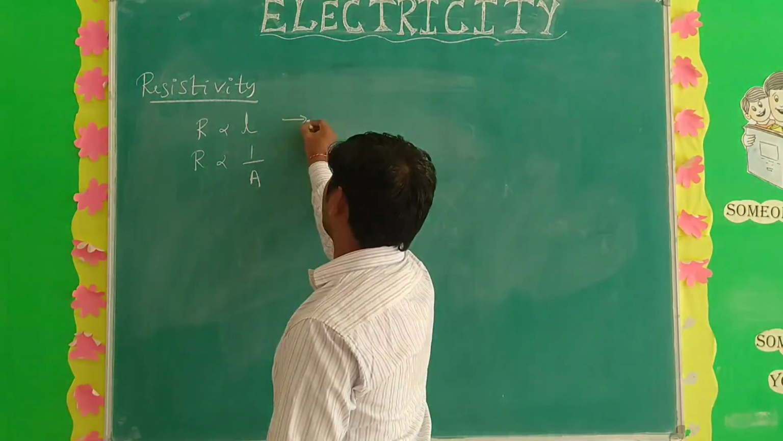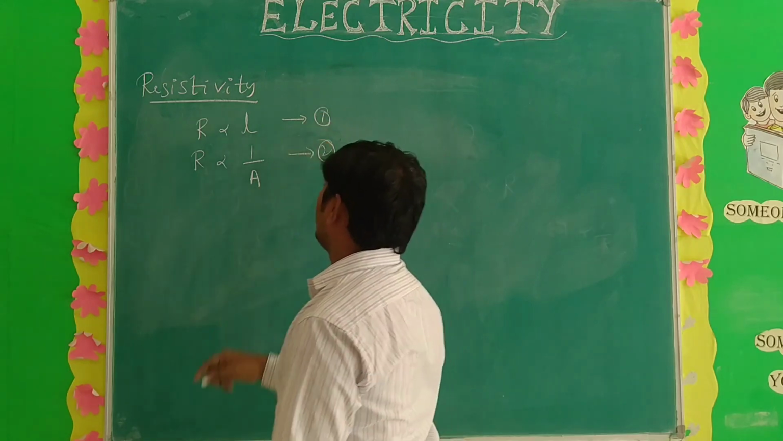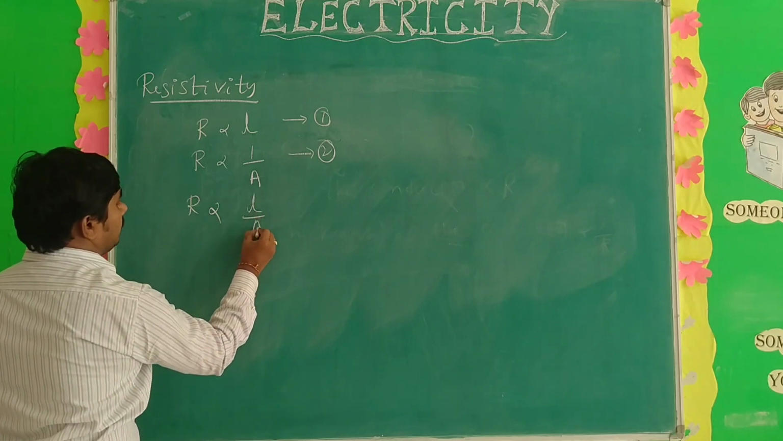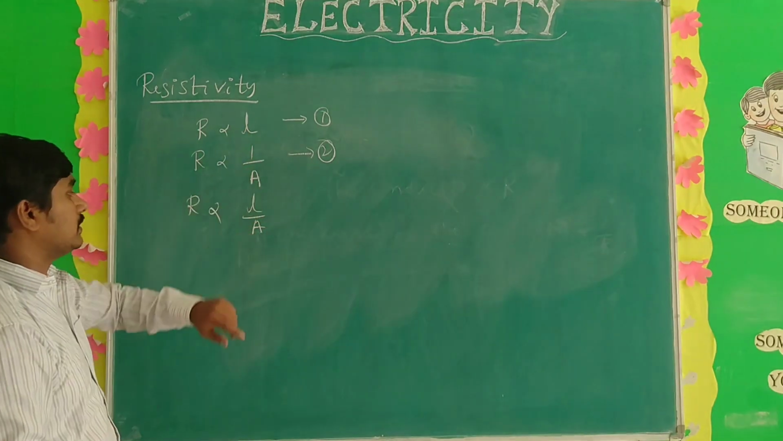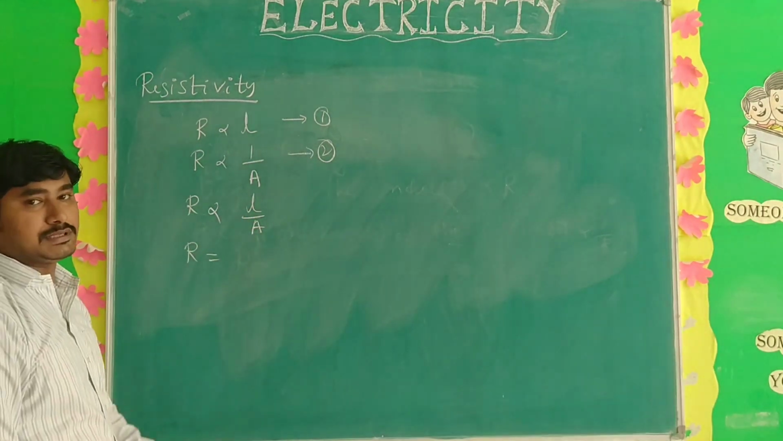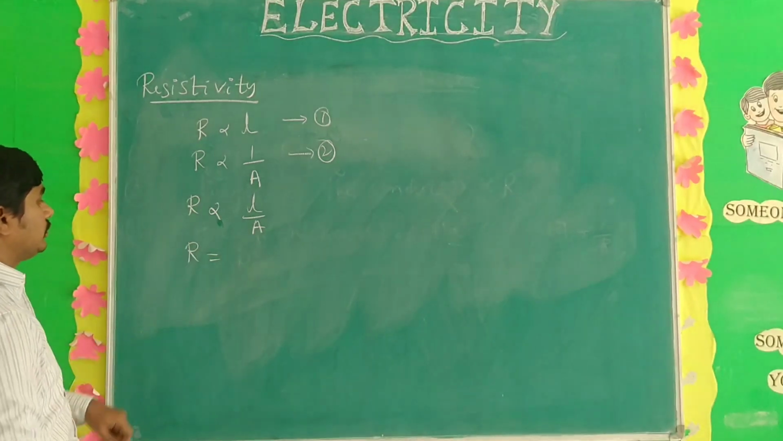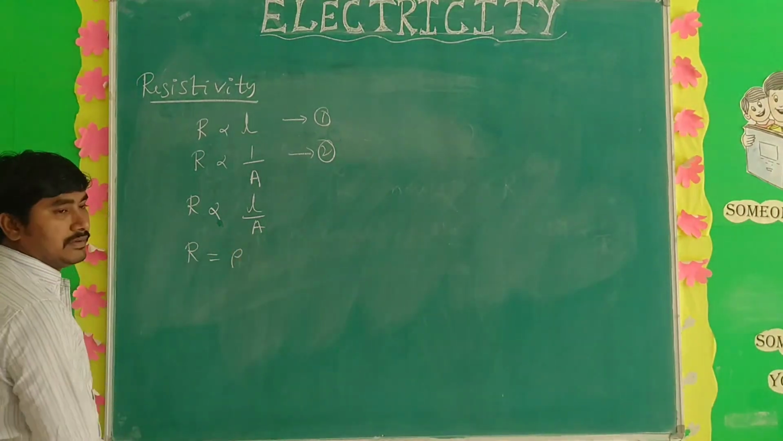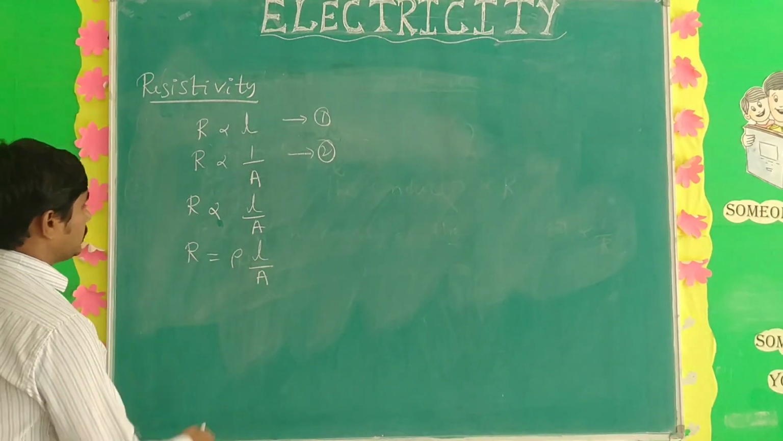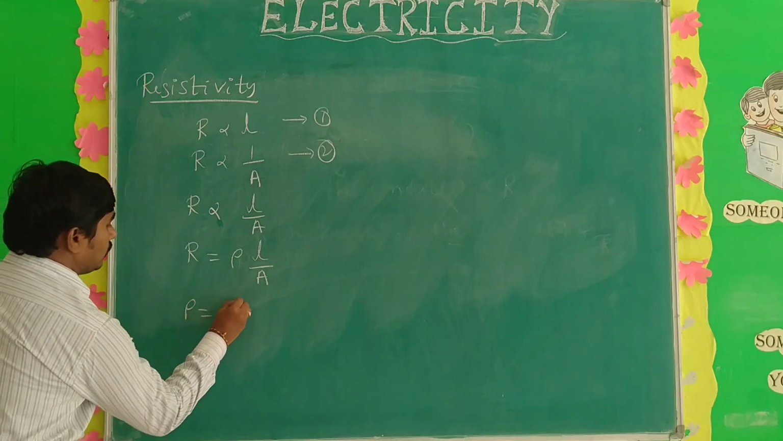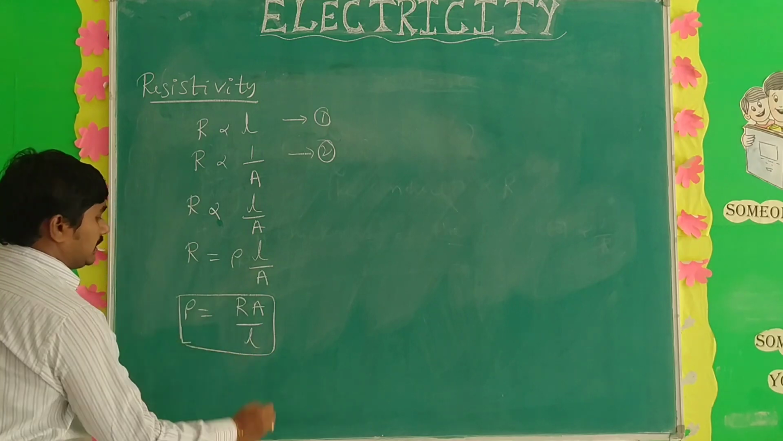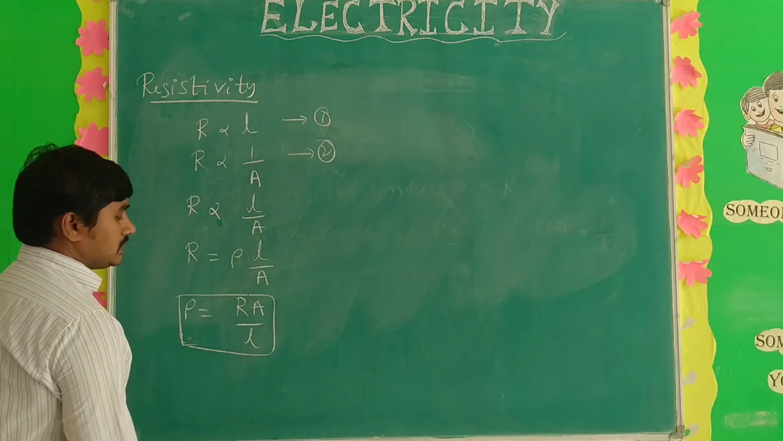By using these two relations, you write R is directly proportional to L by A. When you remove the proportionality sign, especially in mathematics, you should take a constant value. So take the constant rho: R is equal to rho L by A. Then rho is equal to RA by L. This is the formula for resistivity.